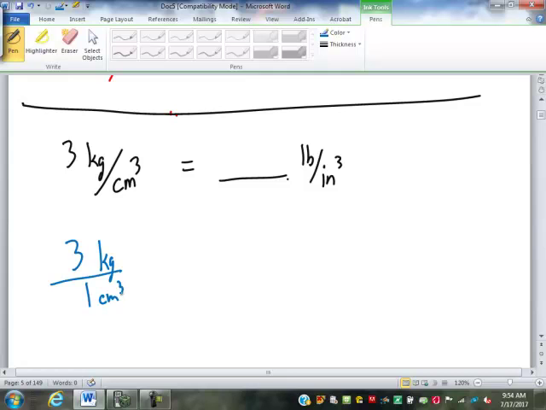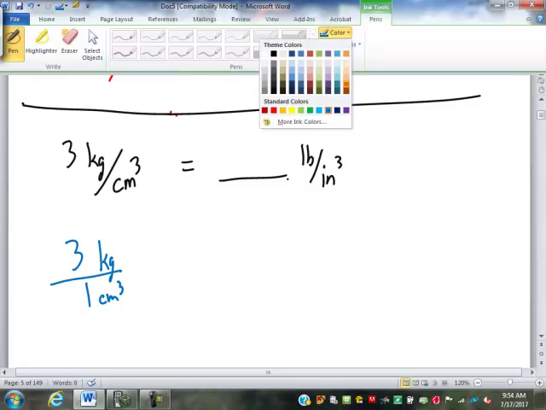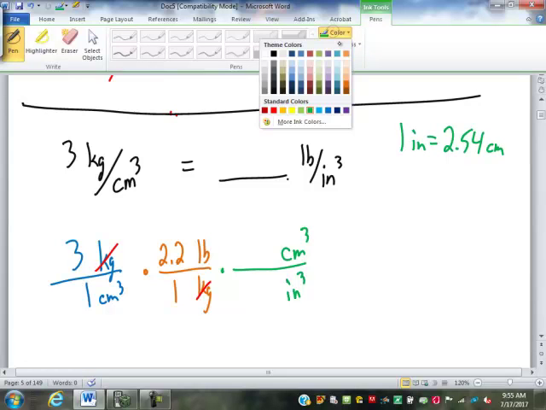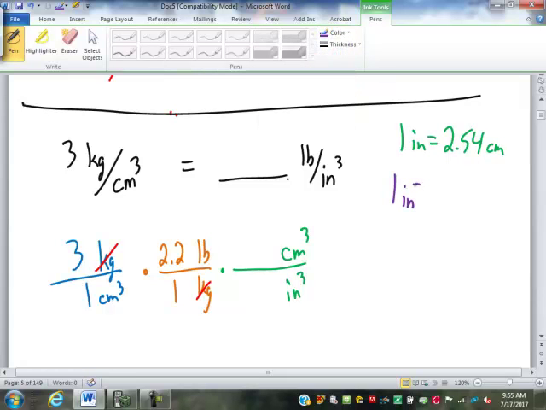Over 1 cubic inch, right? Or cubic centimeter. Now, we have to get rid of kilograms and go to pounds. 1 kilogram is 2.2 pounds. Kilograms cancel out. We're left with pounds per cubic centimeter. We have to get rid of cubic centimeters. Go to cubic inches. Here's the problem. We don't have that conversion. We do know that 1 inch is 2.54 centimeters. How do I turn that into cubic inches?